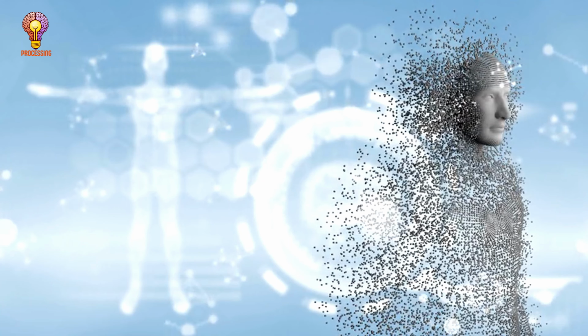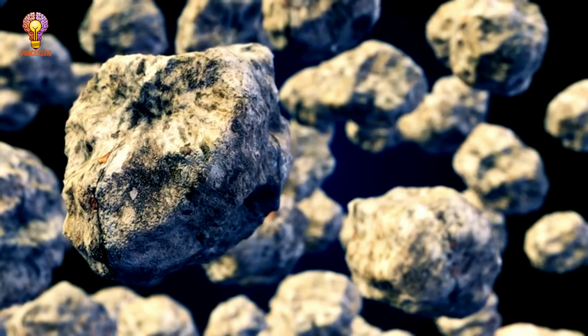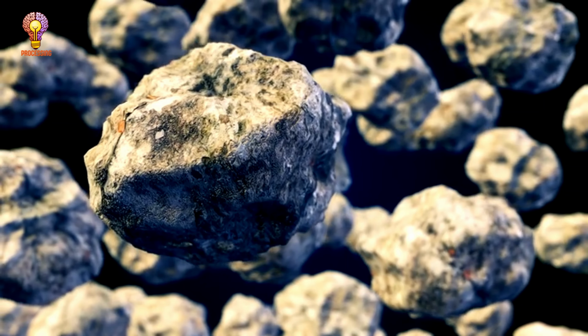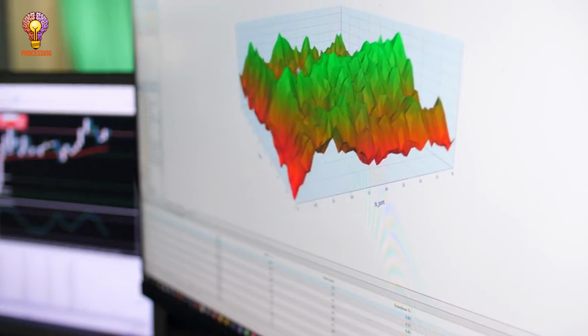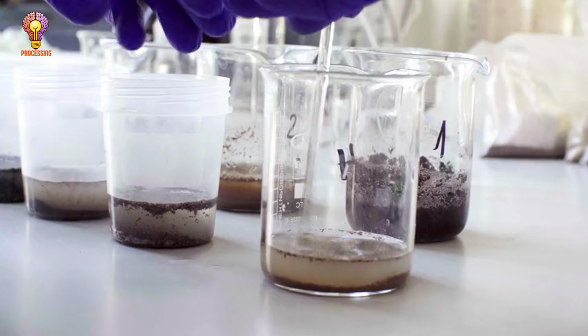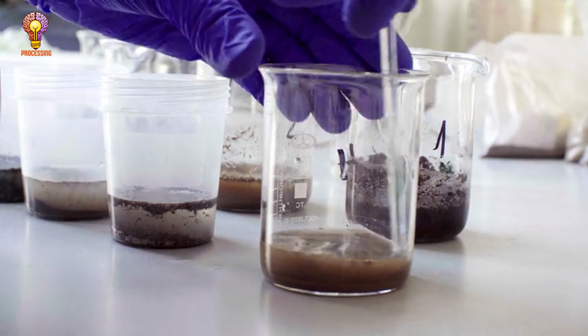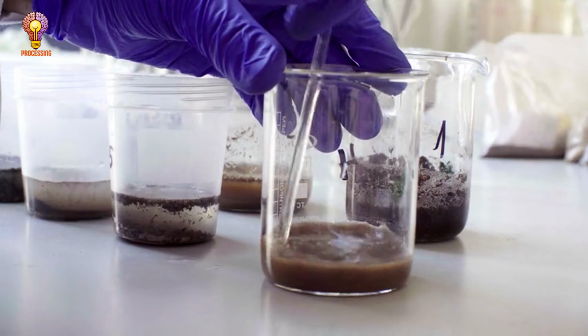Emerging technologies in non-silicate mineral exploration. AI and machine learning. Artificial intelligence is increasingly being used to predict the location of non-silicate mineral deposits. By analyzing geological data, AI can identify patterns and make predictions that help reduce the cost and environmental impact of exploration.